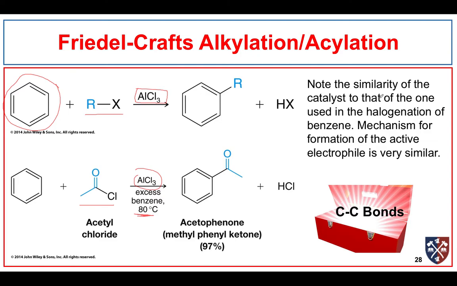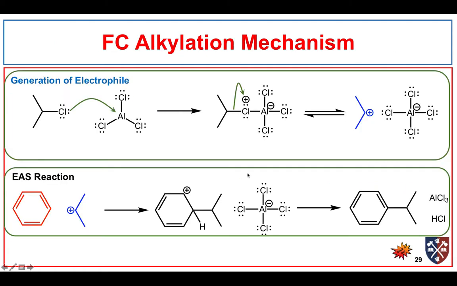So, as mentioned, the catalysts are similar. The mechanism for the formation of the active electrophile is also very similar as it was for the halogen reaction. You'll want to put this in your carbon-carbon bond forming toolbox because both of these form new carbon-carbon bonds attached to the benzene ring. So let's take a look at the mechanism.